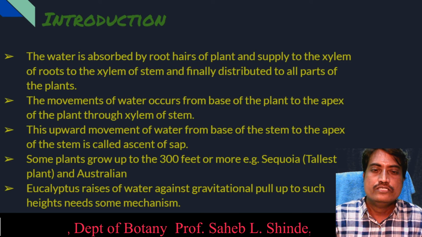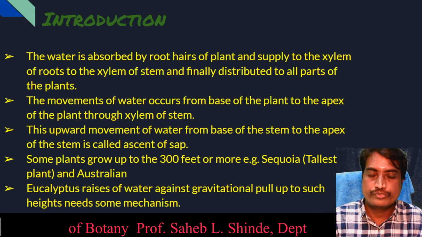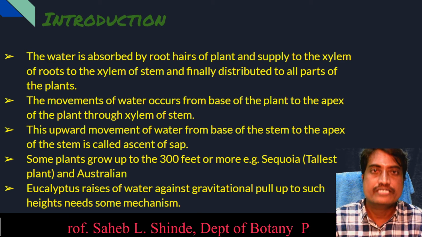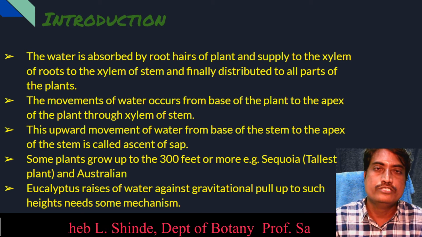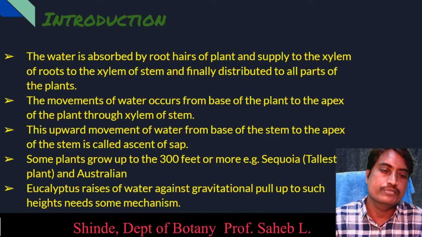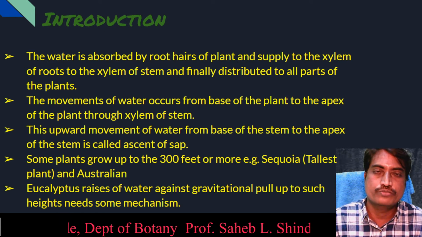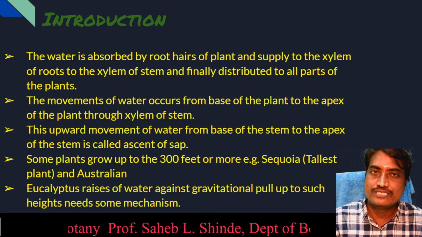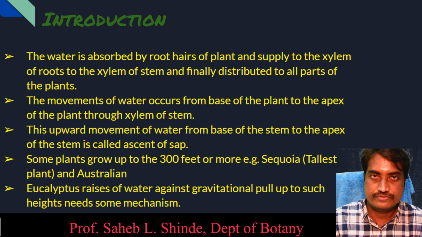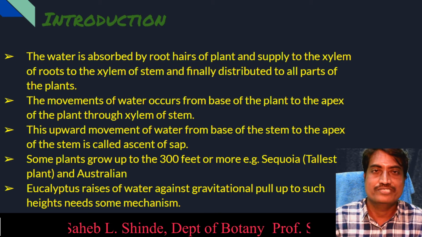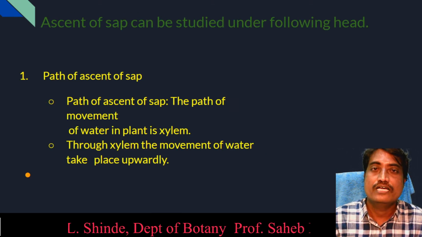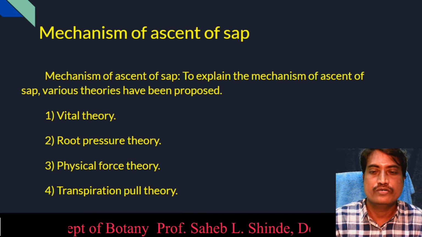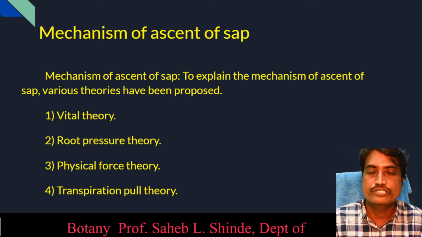Now there are so many huge plants on the earth. For example, the sequoia plant is nearly 300 to more than 400 feet in height. How is it possible to move water from the lower side to the upper side in such a plant? This is possible because of the properties of water and certain processes that take place inside the plant, out of which one process is transpiration, and transpiration has a major role in the upward movement of water. Now there are so many theories put forth by many physiologists.